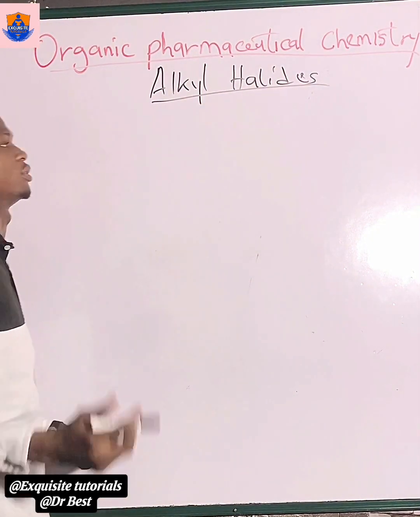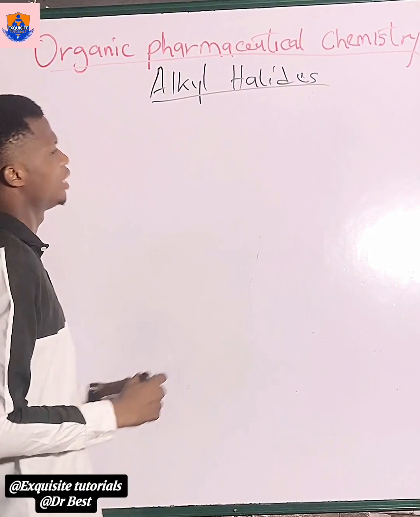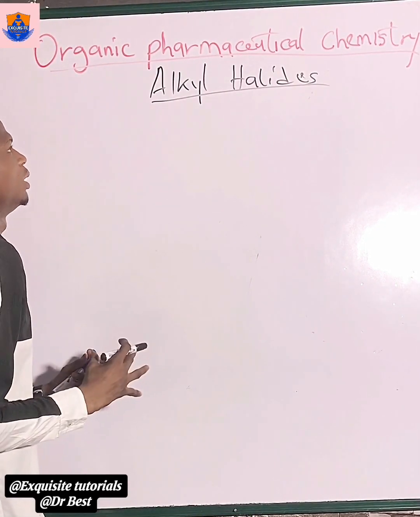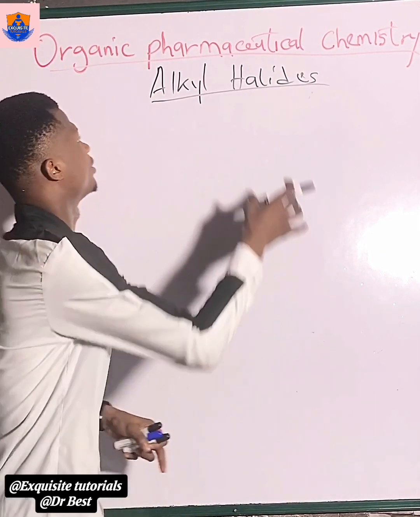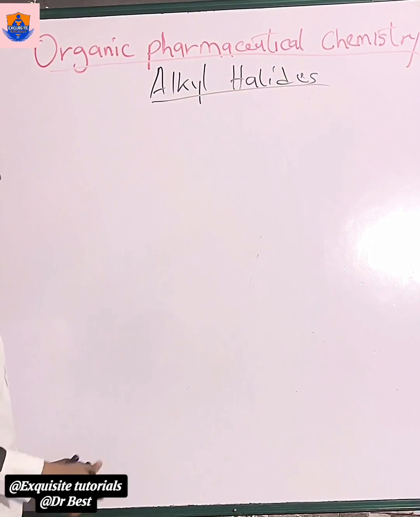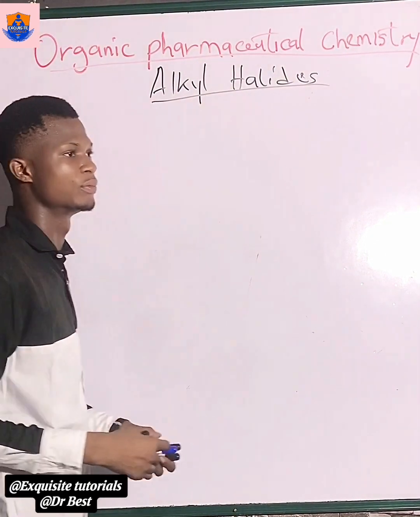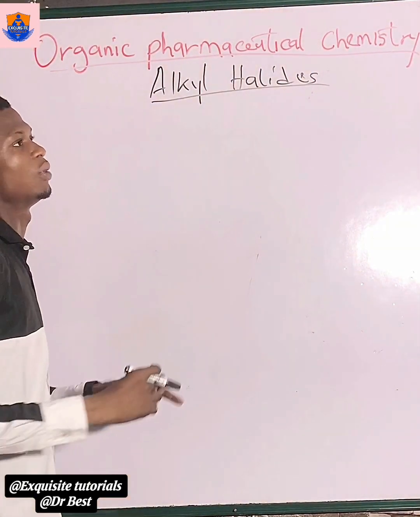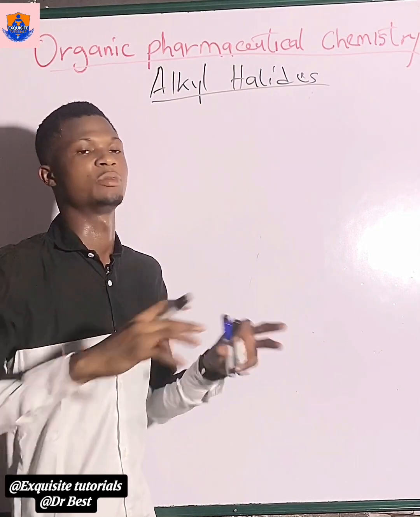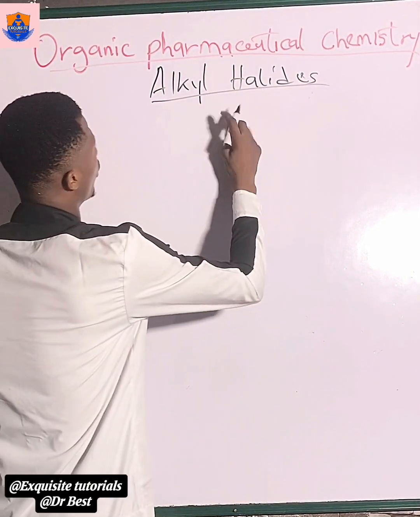So now let's go straight to the point. What are Alkyl Halides? First of all, in organic chemistry, it's very easy to understand terms by trying to understand the word. Alkyl Halides are organic compounds in which one hydrogen atom of an alkane has been replaced by a halogen atom. The halogen stands for halide.